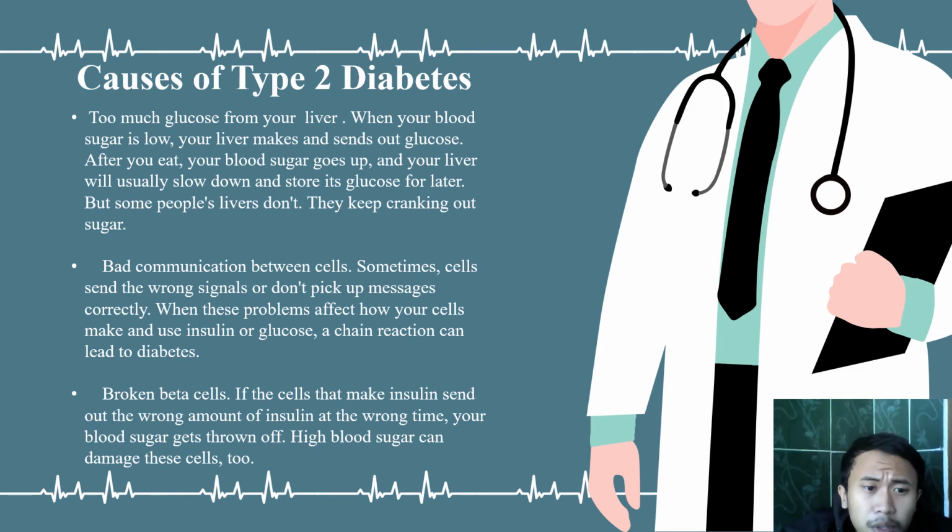Fifth, bad communication between cells. Sometimes cells send the wrong signal or don't pick up messages correctly. When this problem affects how your cells make and use insulin or glucose, a chain reaction can lead to diabetes. Sixth, broken beta cells. If the cells that make insulin send out the wrong amount of insulin at the wrong time, your blood sugar gets thrown off. High blood sugar can damage the cells too.